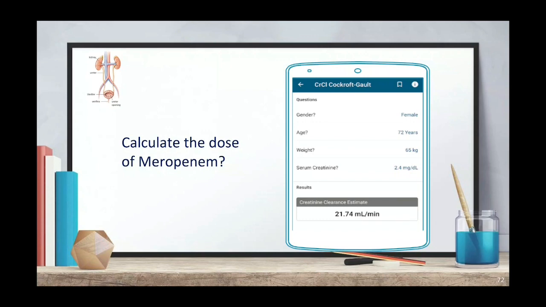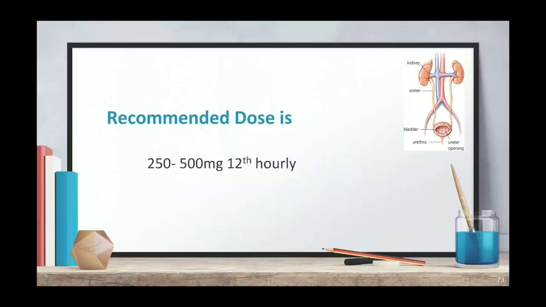Consider the dose of meropenem for a female patient with age of 72 years and who weighs 65 kg and has serum creatinine of 2.4 mg per deciliter. According to the Cockcroft-Gault equation, we will get the clearance as 21.74 ml per minute. So, the recommended dose of meropenem for a creatinine clearance of 21 ml per minute is 250 to 500 mg 12th hourly. We should also consider the urine output, the amount of urine output of the patient.